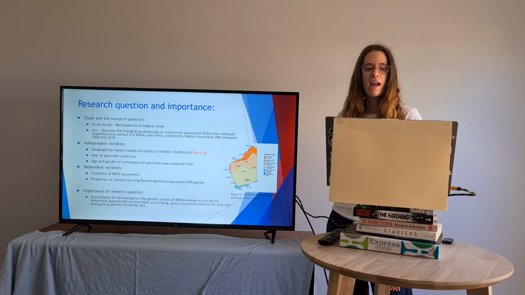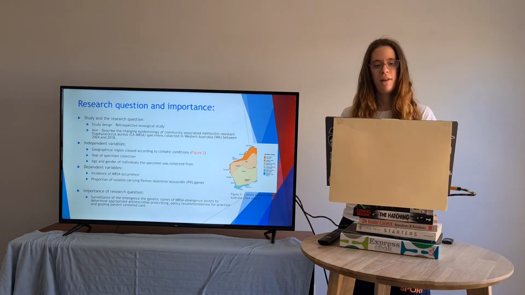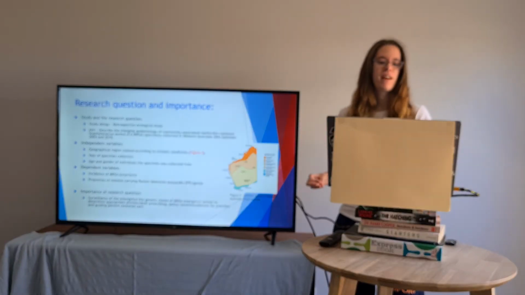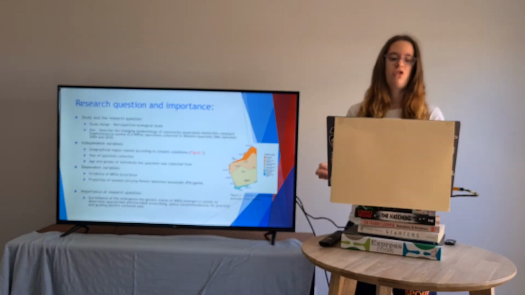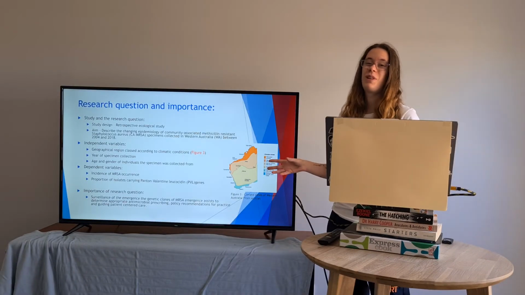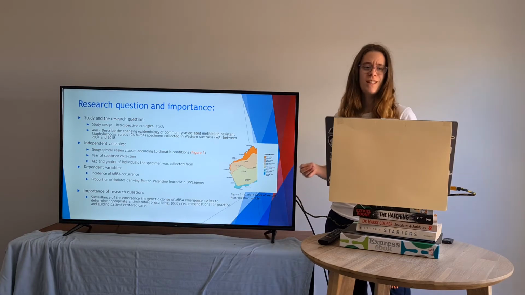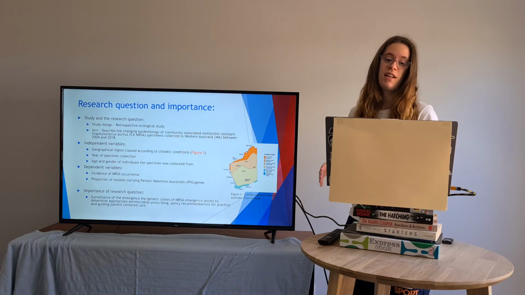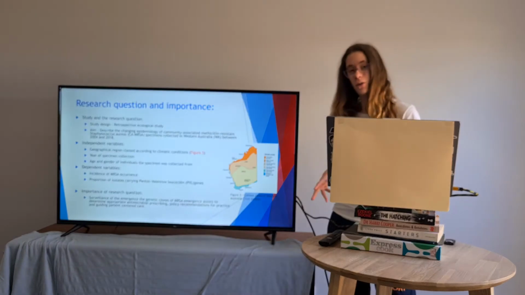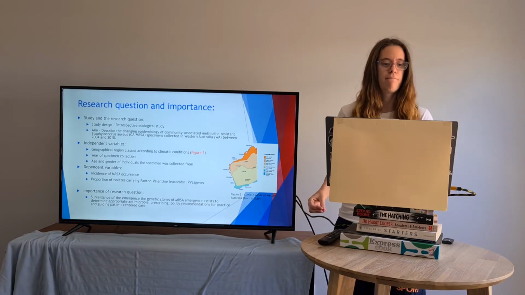The overall aim was to describe the changing epidemiology of community-associated methicillin-resistant Staphylococcus aureus specimens in Western Australia between 2004 and 2018. For timing's sake, here on forward, I will be referring to community-associated methicillin-resistant Staphylococcus aureus as CA-MRSA.